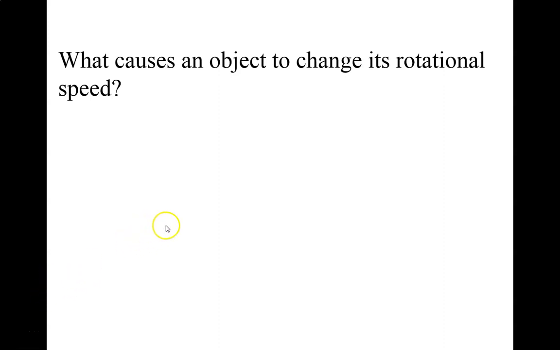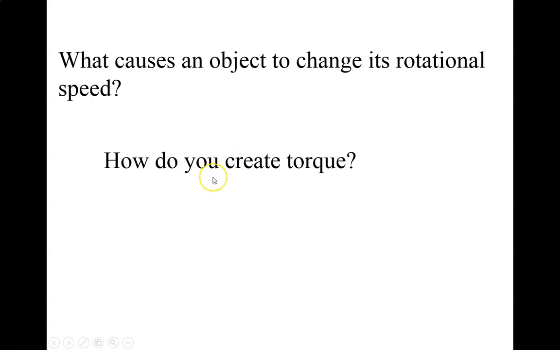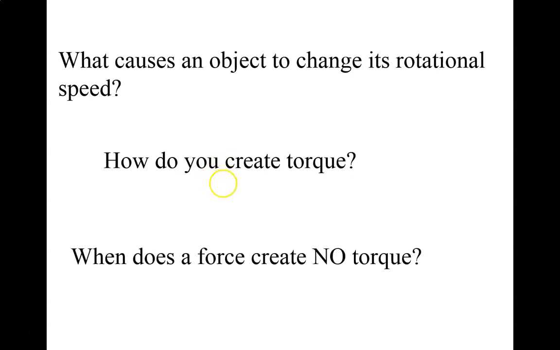Torque and center of mass is what we're talking about. So the first question is, what causes an object to change its rotational speed or change its rotation? And that starts with the letter T, torque. How do you create torque? Where you apply a force perpendicular to the lever arm. When does a force create no torque? And that's if it's got no lever arm.